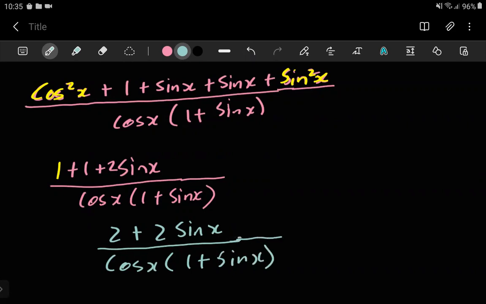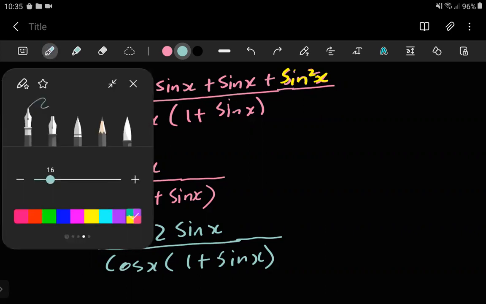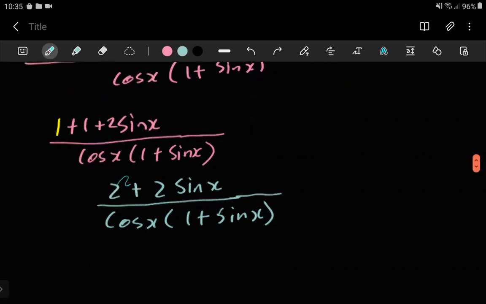You can't cancel anything. Remember, when you're thinking of canceling stuff out and you cannot, you ask yourself what you can do to make this expression in such a way that allows you to cancel. Factorize. Yes, there we go. We can factorize the top by taking out a common factor, which is the 2 here.